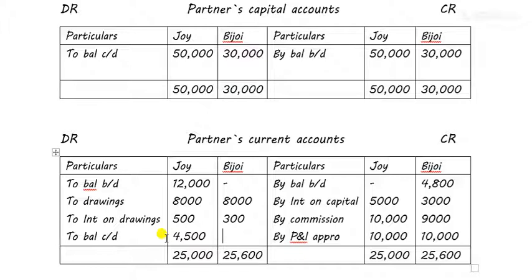So now Bijoy, 25,600 minus 8,000 minus 300. 17,300 is the closing capital. 17,300. Okay, not very hard, I hope. This is how it is to be done.